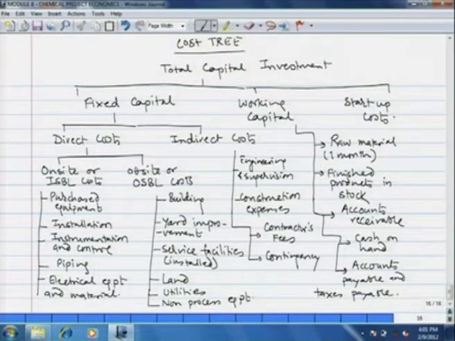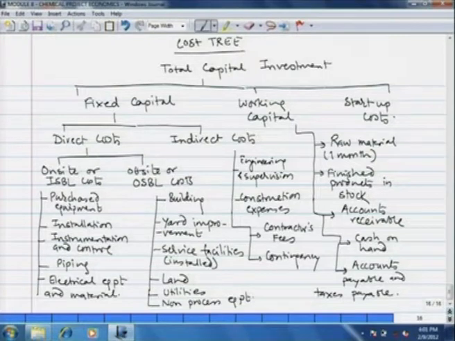Working capital is the actual cost that is incurred for running of the plant. This includes the cost of raw material. You have to keep 1 month supply, 1 month stock, in case the raw material supply is interrupted. Then the finished products in stock, if the products are not going to find immediate market.